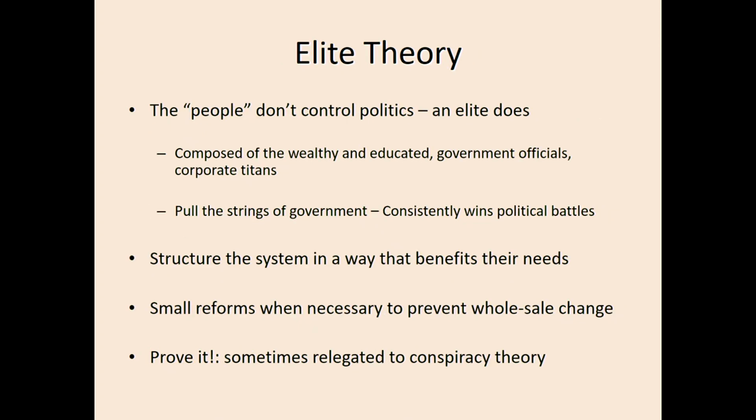Elite theory, we've taken a look a little bit at this before. This is kind of the C. Wright Mills type people. So I'm not going to spend a whole lot of time on this because we've already discussed it. But the people don't control politics, an elite does. So there are a bunch of wealthy, well-educated people. They all worked for Goldman Sachs. They all went to Harvard and Yale. They control the system. They're on various boards together in what are called interlocking directorates. And they pull the strings of what goes on in society, right?